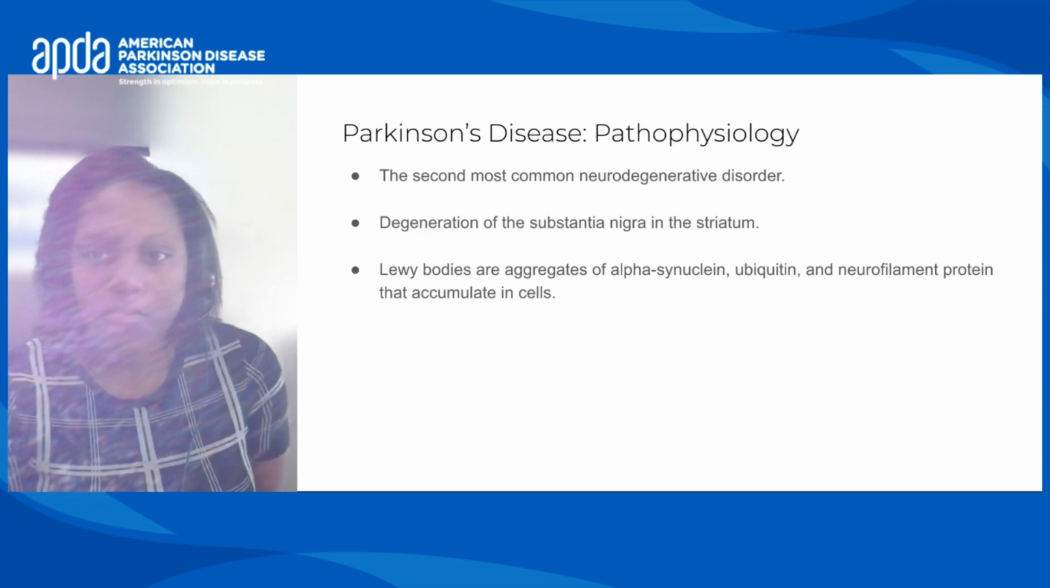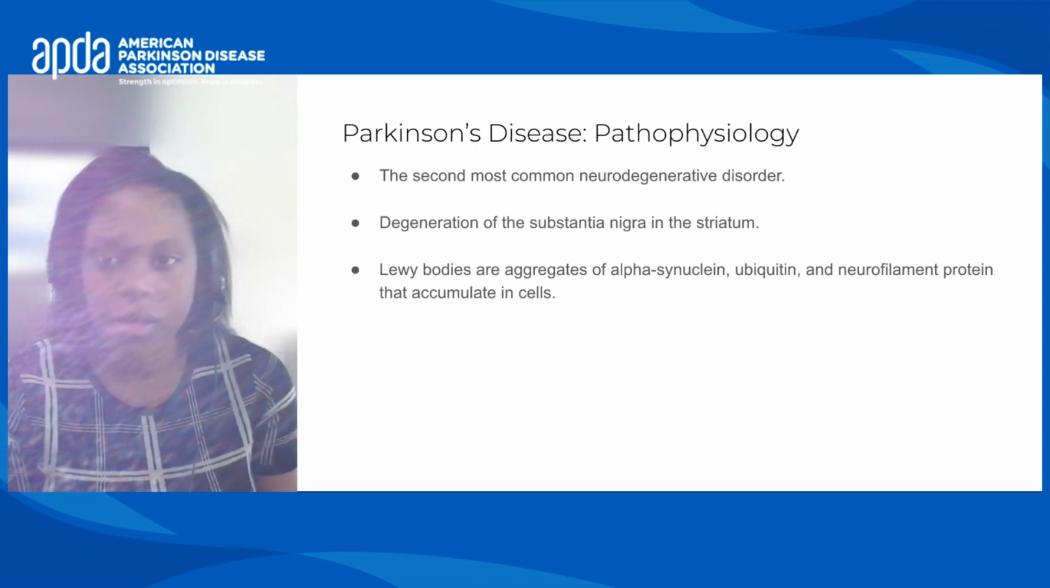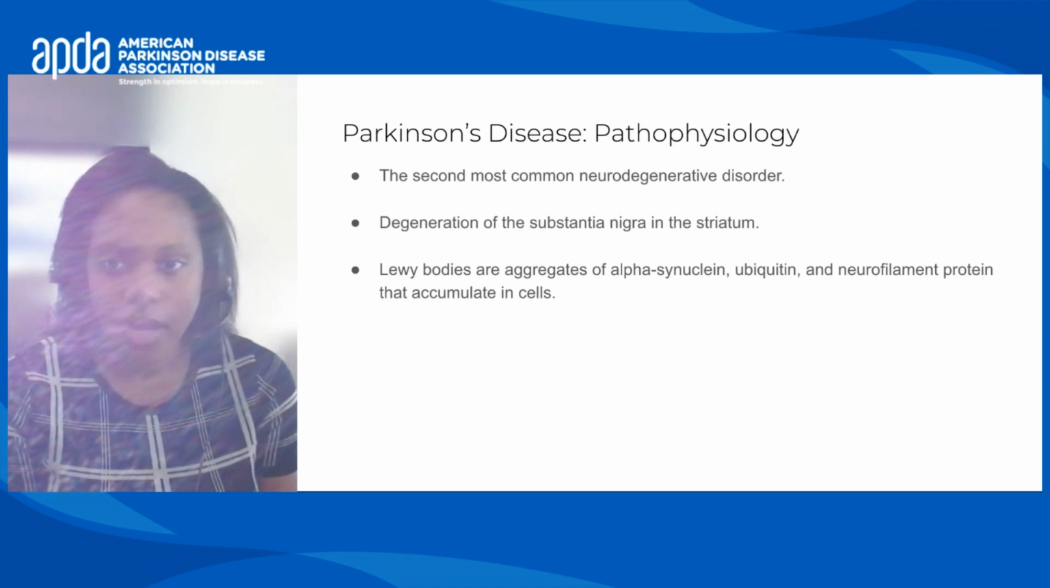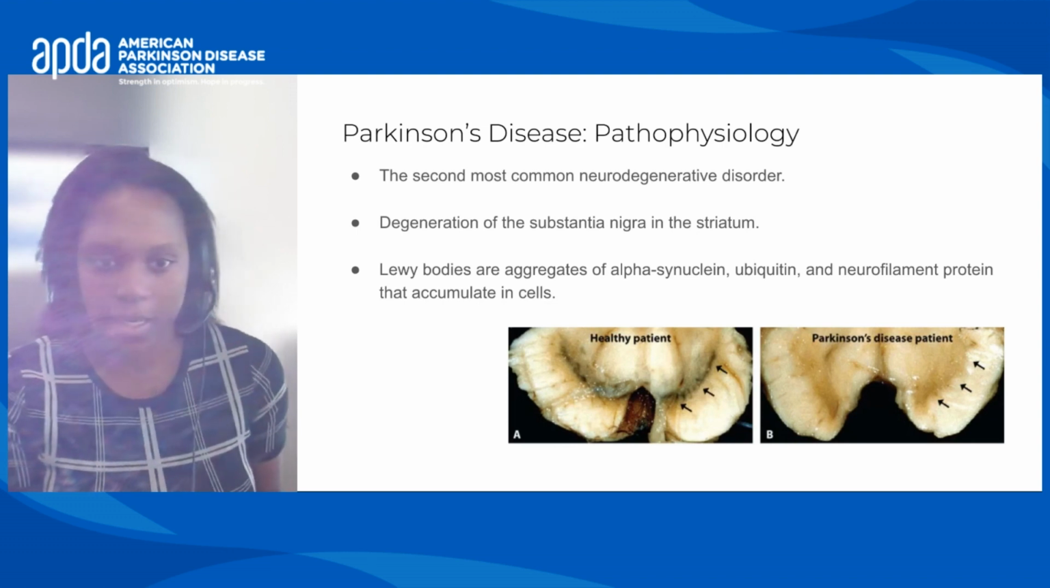Parkinson's disease is the second most common neurodegenerative disorder. This is a degeneration or breakdown of the substantia nigra in the striatum. There are also Lewy bodies, which are aggregates of alpha-synuclein, ubiquitin, and neurofilament protein that accumulate in cells. The picture here shows a healthy person in slide A, and then as you can see in slide B, the person with Parkinson's disease has a degeneration or decrease or lack of the aggregates of the substantia nigra in the striatum.